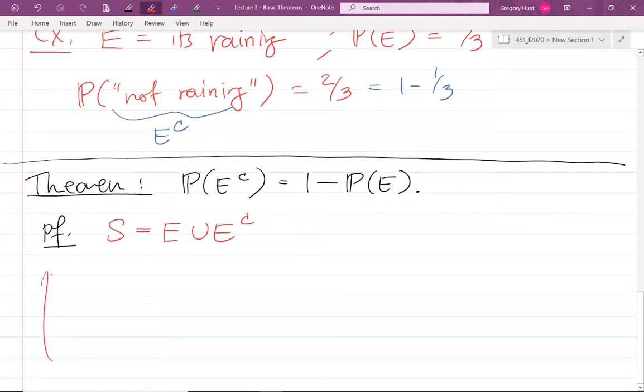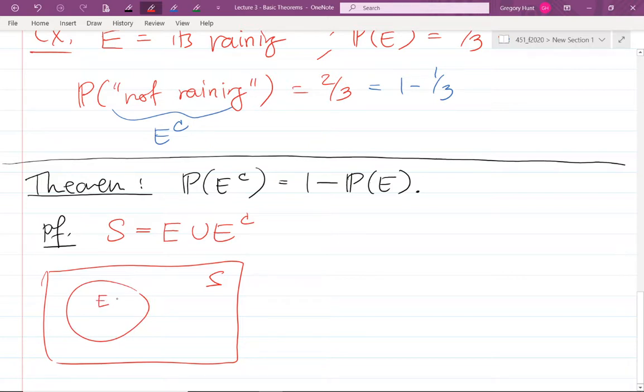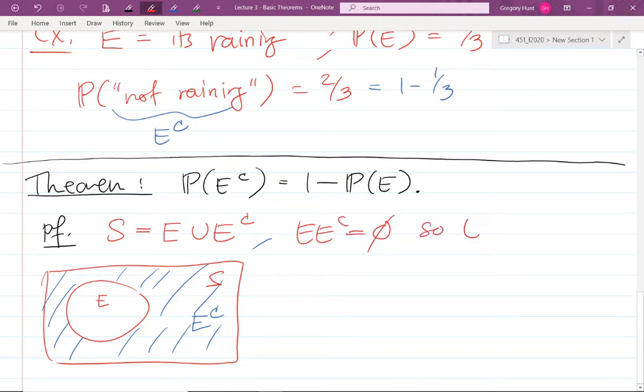So what's the picture here? The picture is this is S, I have some event E, and of course, if that's E, then E complement is everything outside of E. And so E union E complement gives me the whole sample space back. Furthermore, not only is the whole sample space the union of E and E complement, they are disjoint. The intersection of E and E complement is empty, so E and E complement are disjoint, using our language.